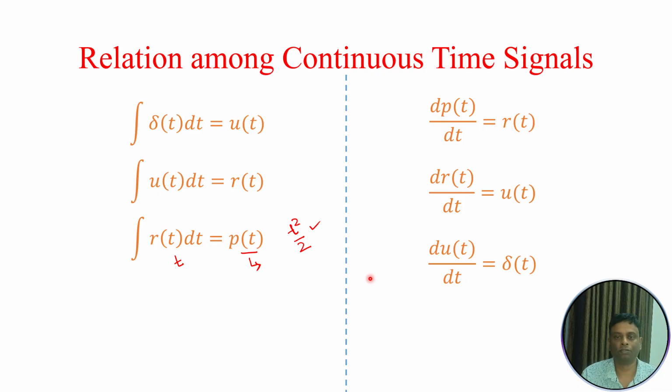So these are the relationships between the various continuous time signals. So in this video, we have seen the difference between continuous time and discrete time ramp signal, unit step signal, and impulse signal also. Then this is the relationship between all the elementary continuous time signals.